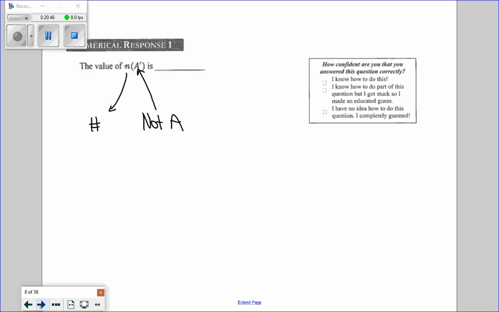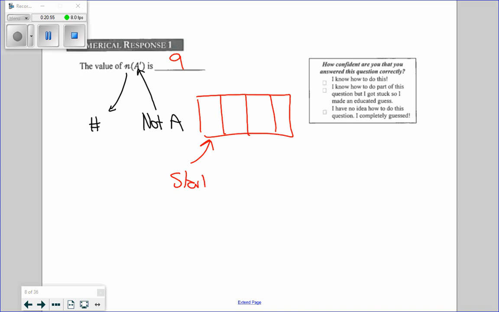Okay, so again, on your numeric response, you always start in this square and you finish in this square. So you would put the 9 there. It's okay to have blanks after, but you don't want to have blanks before. So you always start on the left and work your way right. Okay? Still good?